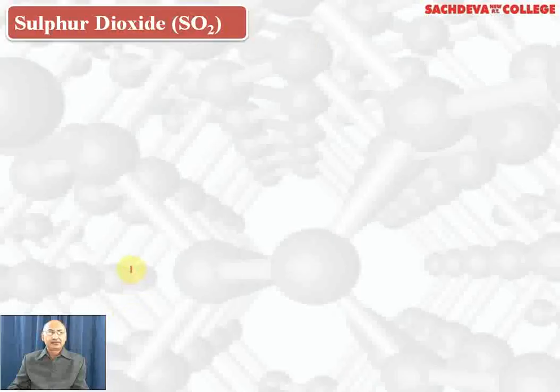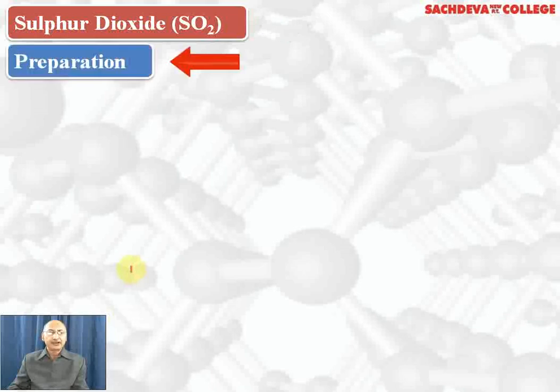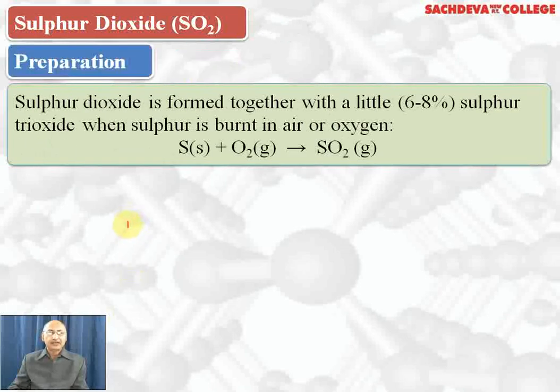Let's take up sulfur dioxide. First, we are taking the preparation of sulfur dioxide. Sulfur dioxide is formed by combustion of sulfur in the presence of oxygen. It gives sulfur dioxide gas.